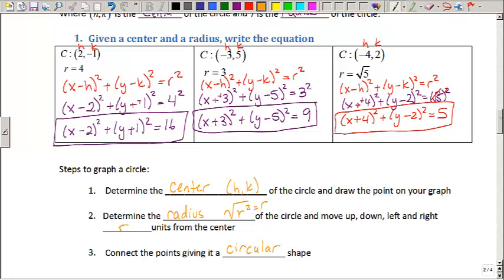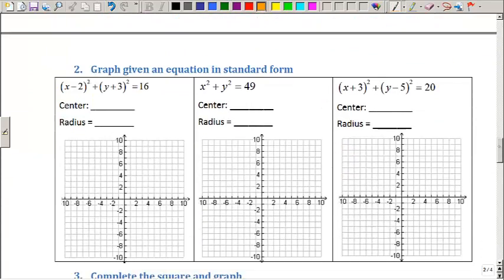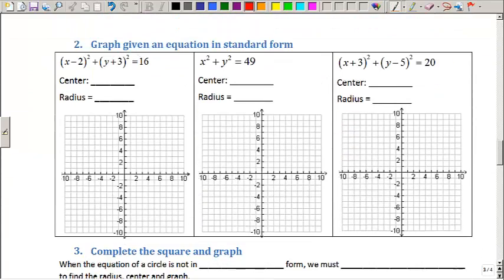So let's practice this. The next set of problems says graph given an equation in standard form. I'm asked to get the center, the radius, and give me the picture. I'm going to rewrite my equation in standard form, just so it's a little bit closer here. In this case, my center is found by getting the h and the k.